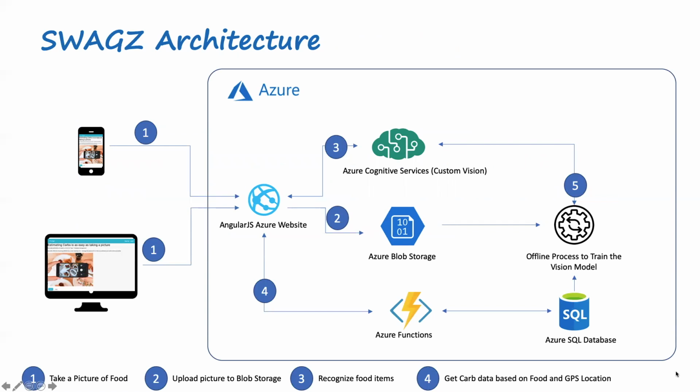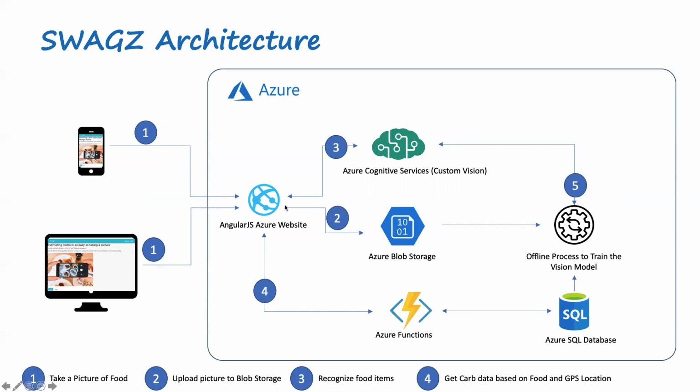Now, here's the architecture for the application. The app in its current form is an AngularJS website running on Azure websites, and users can access it via a smartphone or a computer, and they can upload a picture, and we store the picture in Azure Blob Storage, and we use the picture and use the Azure Custom Vision AI API to recognize the food items.